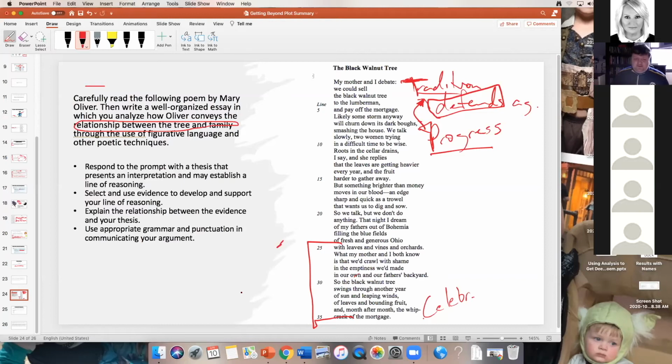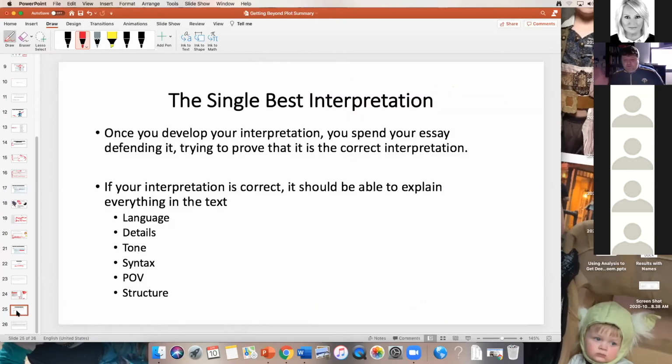Let me go to the next slide, because one, we're running out of time, and two, this is a great moment to bring this up. You're going to think that Maria and I scripted this because it goes so well. You have to think about your essay as being what we call the single best interpretation. The idea behind that is, if you have a good interpretation, it should account for everything, every word, every punctuation mark, every part of that poem, okay?